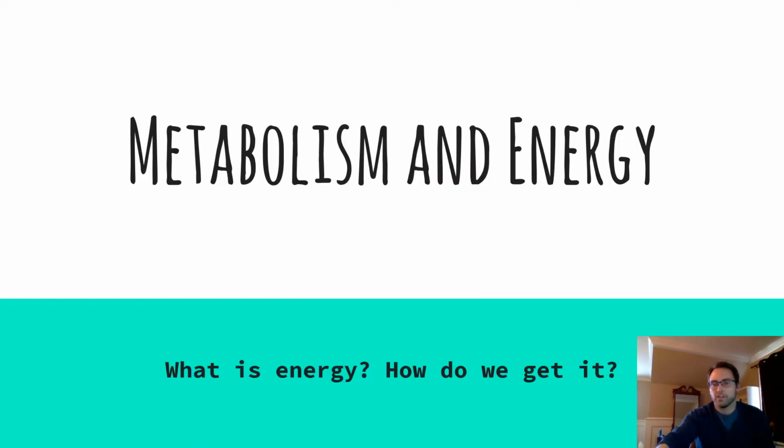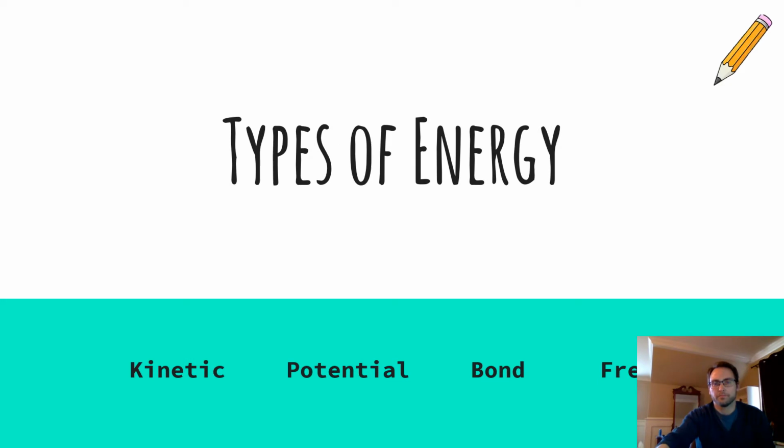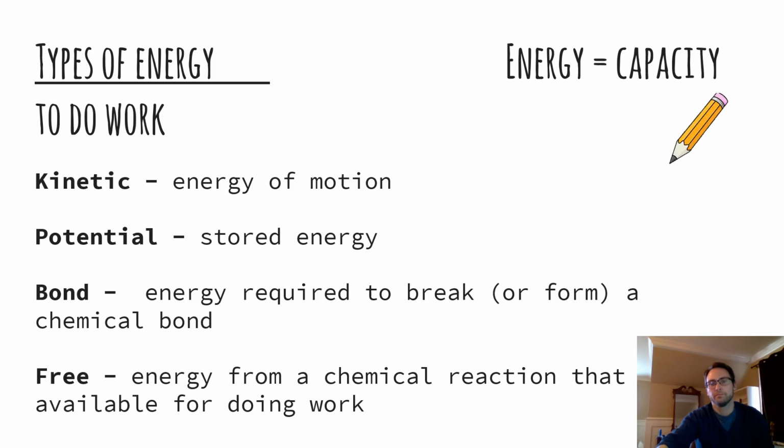So what is energy and how do we get it? There are different types of energy that we talk about in biology. There's kinetic energy, potential energy, bond energy, and free energy. So energy is always the capacity to do work, or energy is needed as the ability to do work. So kinetic energy is energy from motion.